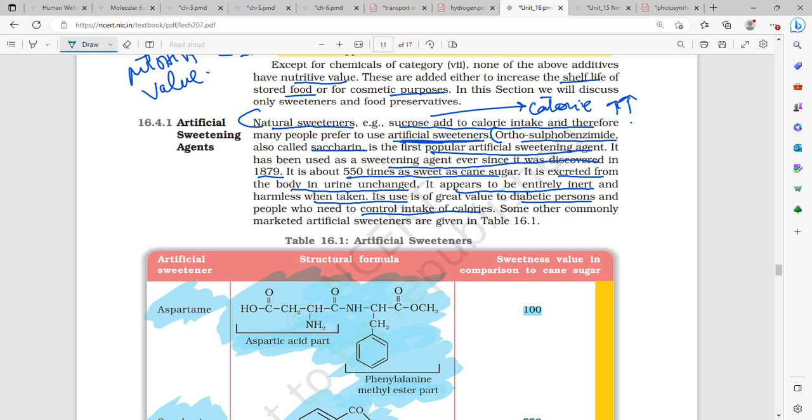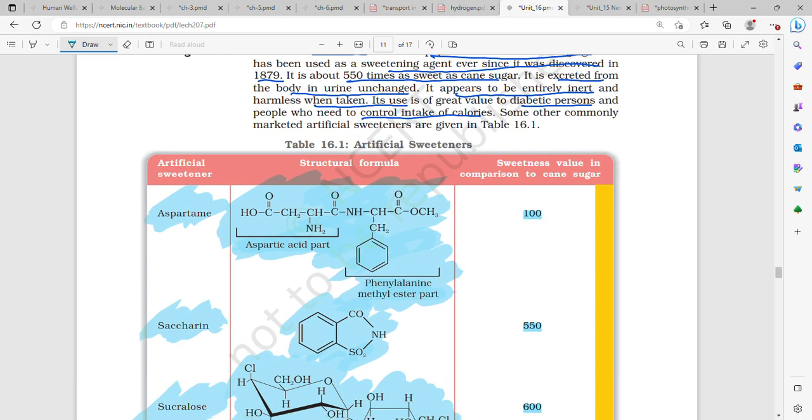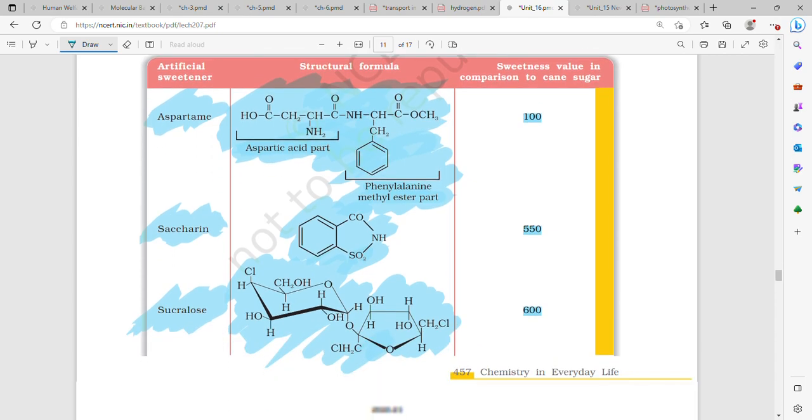Orthosulfobenzamide, which is also called saccharin, is the first popular artificial sweetener or sweetening agent. It has been used as a sweetening agent since it was discovered in 1879. It is about 550 times sweeter than cane sugar, and it is excreted from the body in urine unchanged. It appears to be entirely inert and harmless when taken, and it is of great value to diabetic patients and people who need to control their calorie intake.